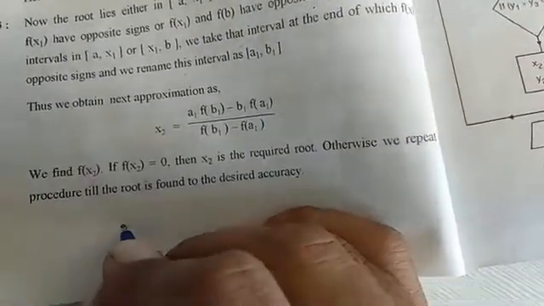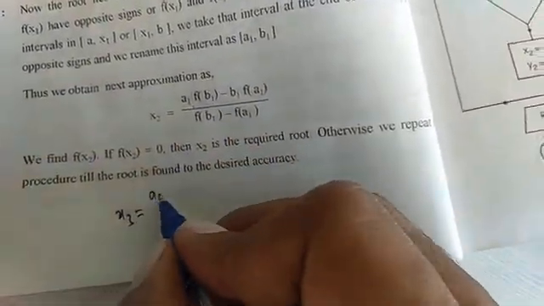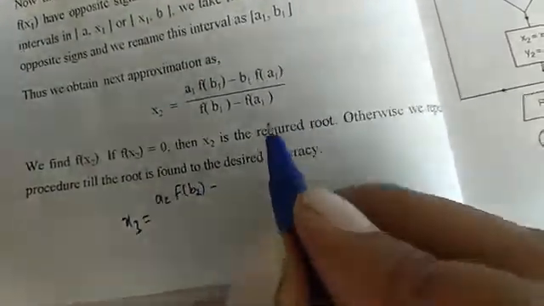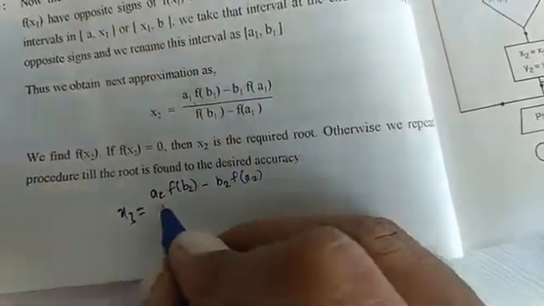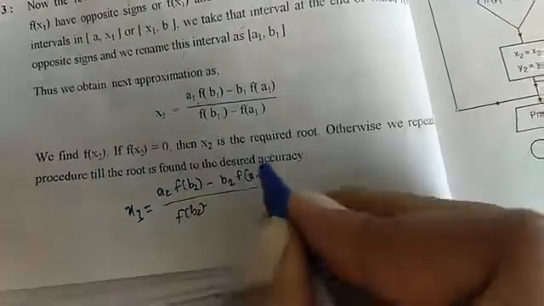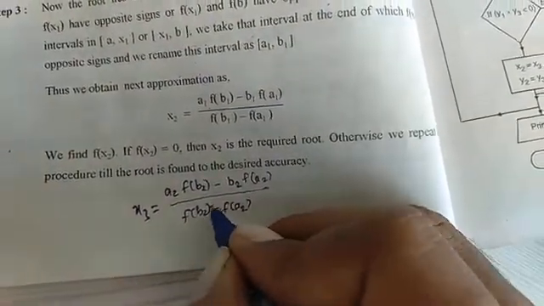If we repeat for x3, then the formula will be: replace a1 by a2, f of b2 minus b2 f of a2, divided by f of b2 minus f of a2. Okay, this will be the formula for the next iteration.